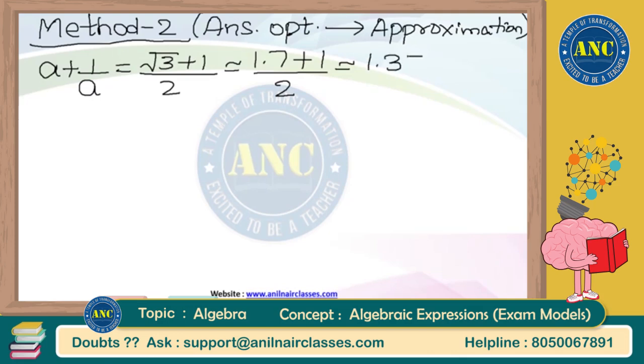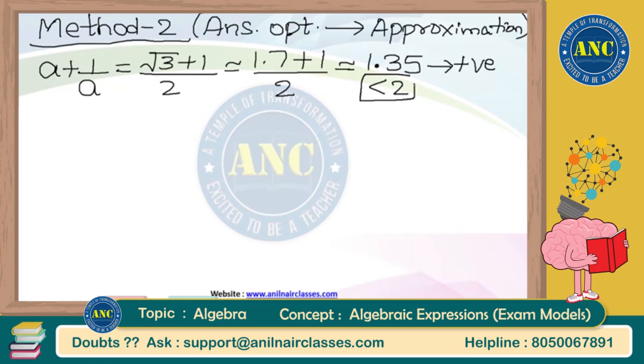2.7 by 2 is nothing but 1.35. That means a plus 1 by a is approximately 1.35. Let me keep this, right? a plus 1 by a is approximately 1.35. First observation is that 1.35 is a positive value. Second observation is 1.35 is less than 2.